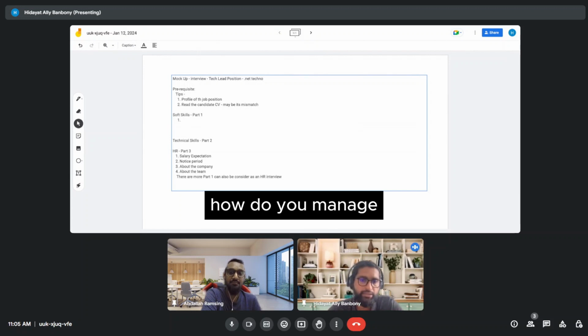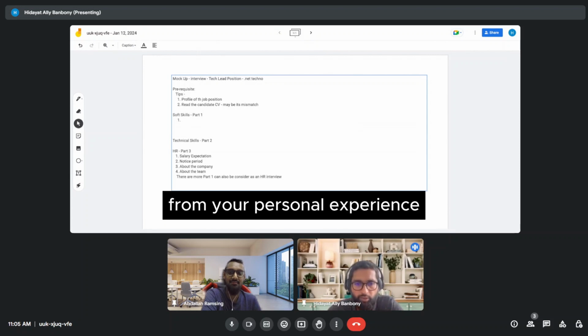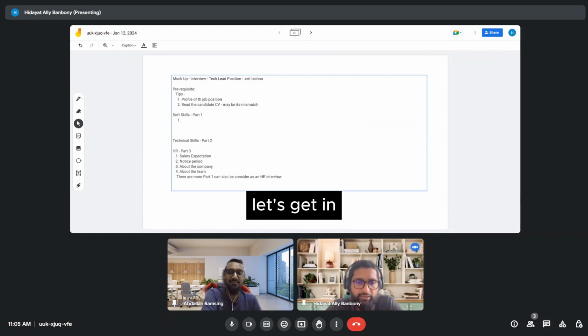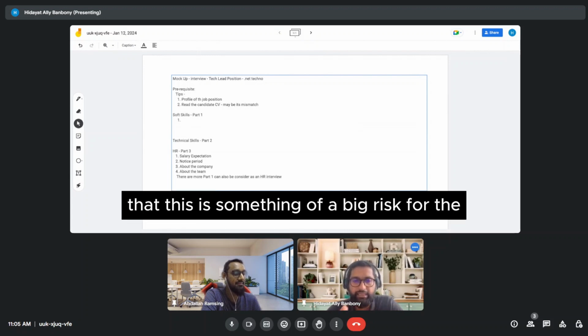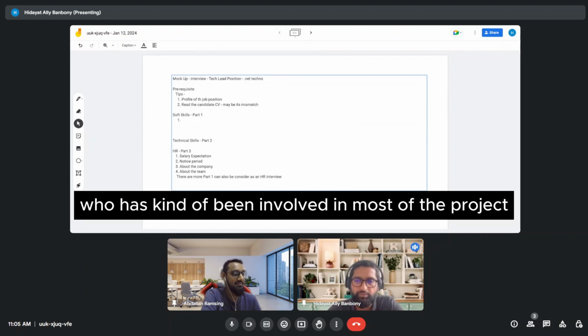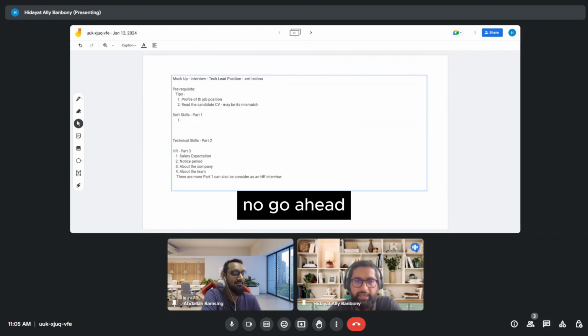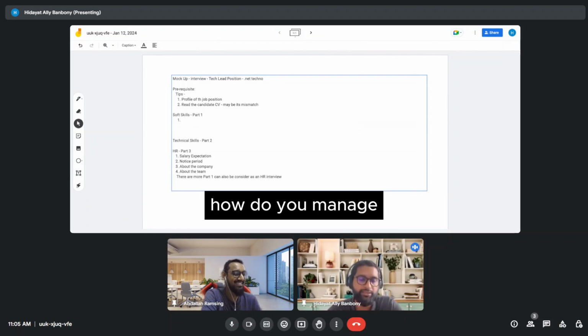How do you manage the architect's proposition and your proposition? From your personal experience, let's gain context here. You're saying this is going to fail. That's how you are seeing it right now, and you knew this is something of a big risk for the project. But my architect, who has been involved with most of the project, is telling you no, go ahead, deploy, go live, everything is going to be fine. How do you manage that?